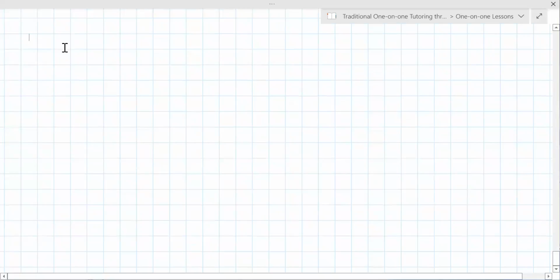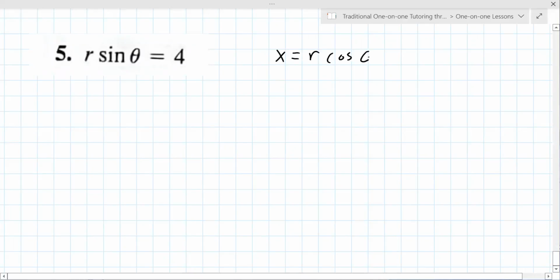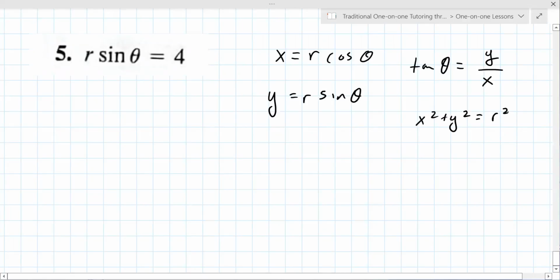All right. Okay, so we got r sine theta equals 4. And again, our options are x equals r cosine theta, y equals r sine theta, tangent of theta equals y over x, and x squared plus y squared equals r squared. Does the thing that's given look like any of these over here on the right? It looks like y. So if we just flip it, this part that's boxed in becomes y.